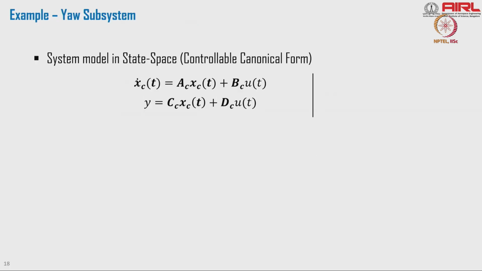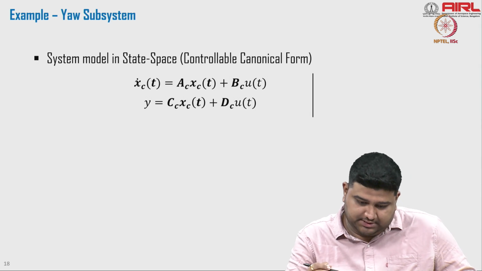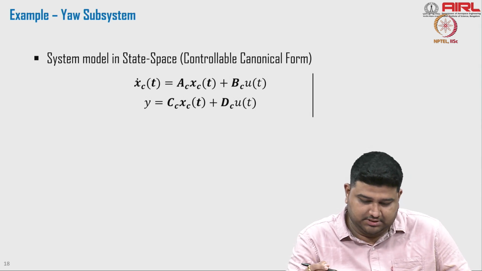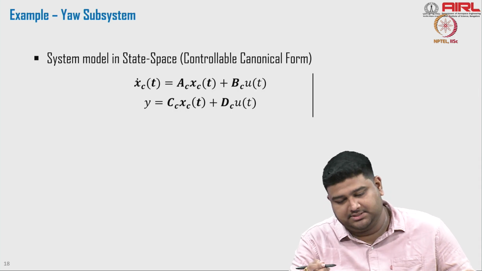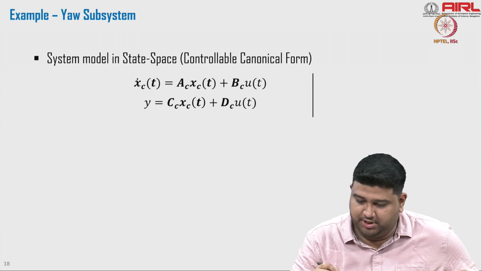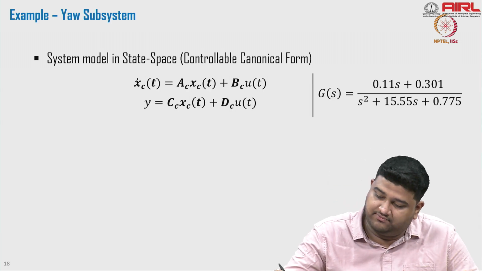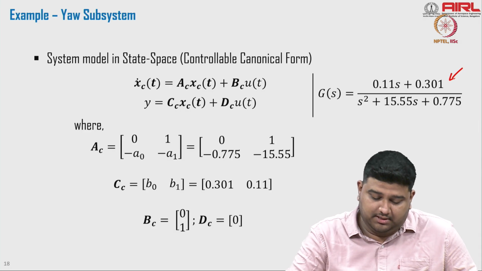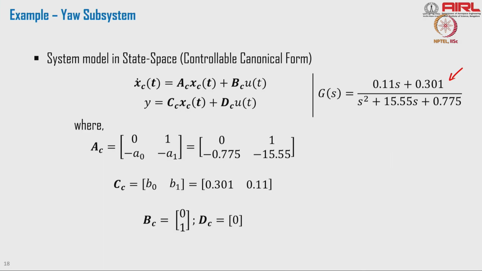And now let's take a look at the controllable canonical form of this system, which is defined by xc dot(t) = Ac xc(t) + Bc u(t), y = Cc xc(t) + Dc u(t), and we know that this is the transfer function of the yaw subsystem. Now the controllable canonical form of this, where Ac is given by 0, 1, minus 0.775 and minus 15.55. Similarly, Cc is 0.031 and 0.11, Bc is 0 and 1, and Dc is just 0.